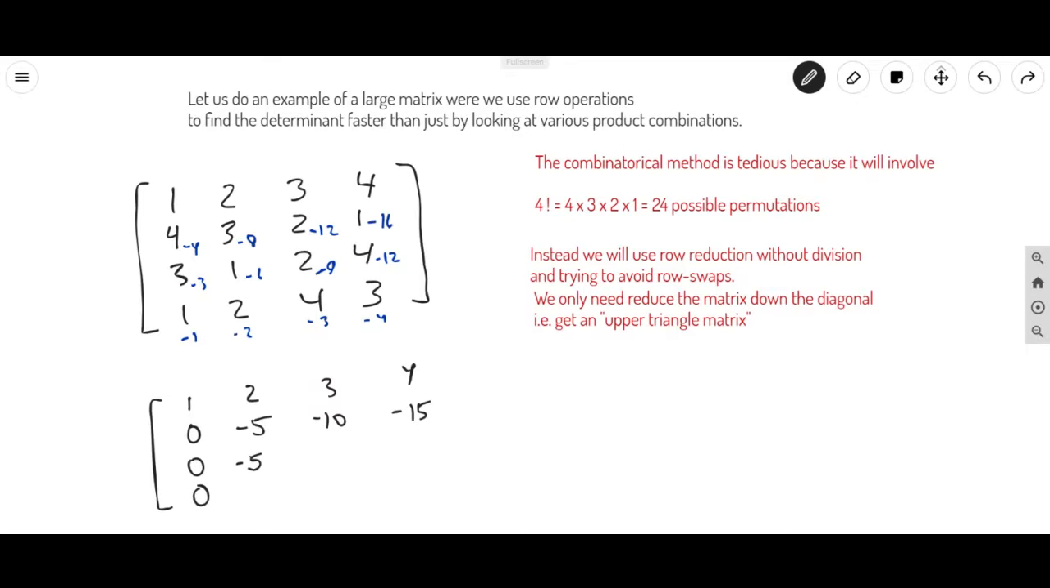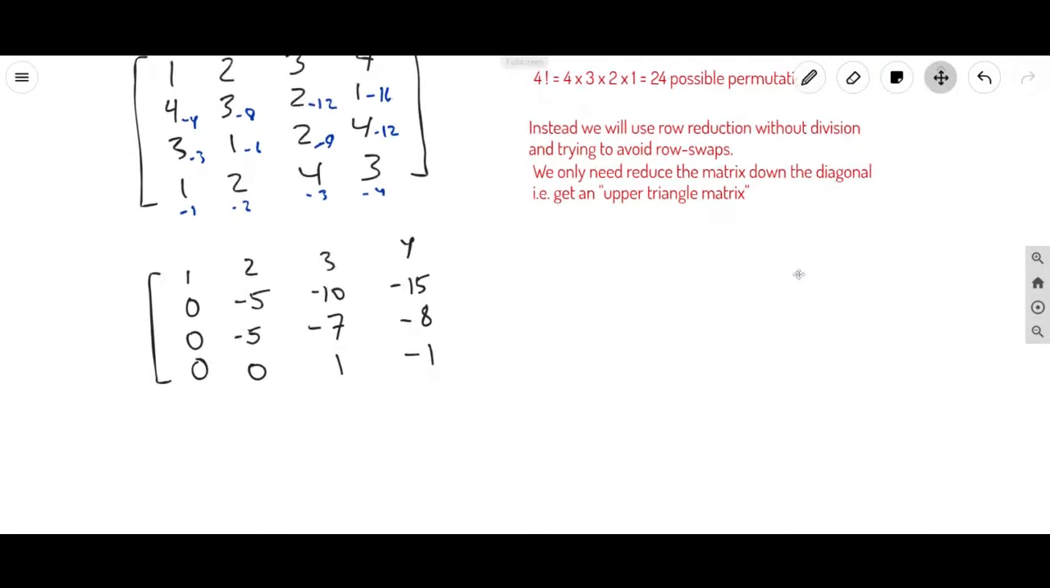So that's -5. This is -7. This is -8. And here we have 0, 1, -1. So that is what I'm getting when I do that. Let me know if you notice any silly mistakes, but that's the way it's looking right now.